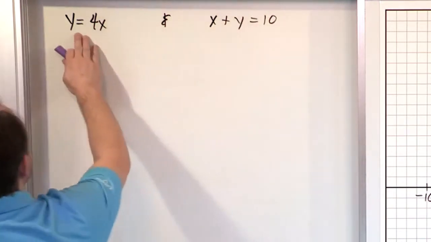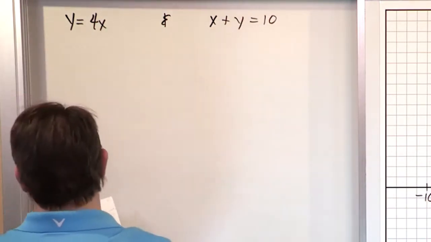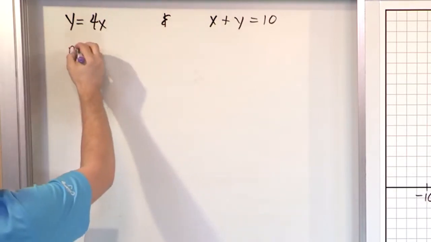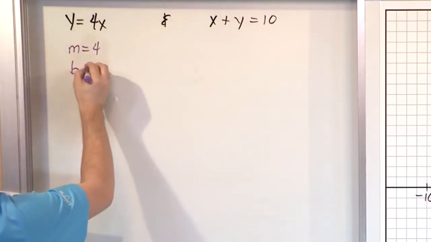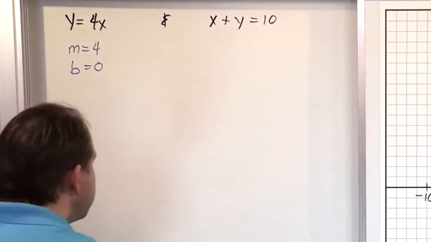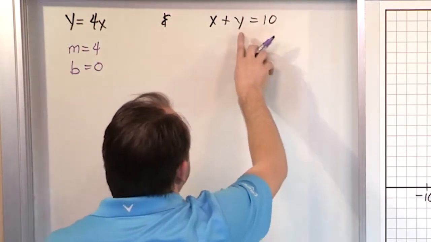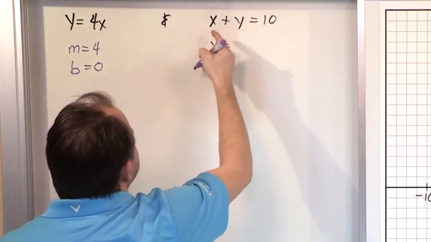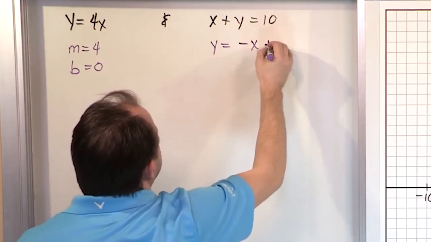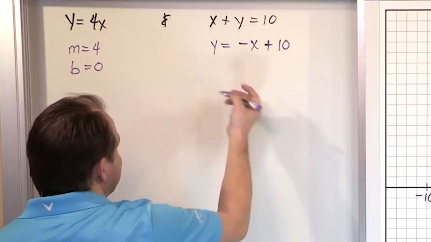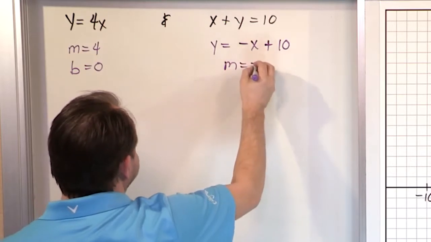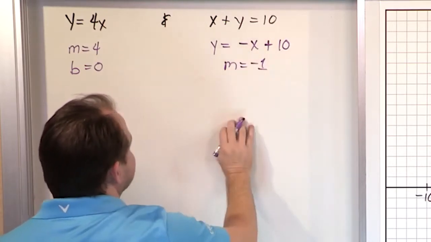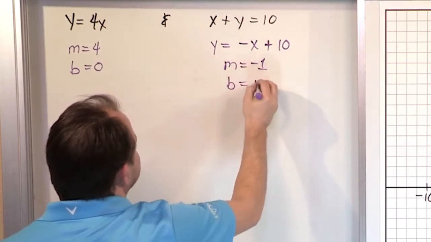So what we're going to do is work down here. This line is very easy because it's already in slope-intercept form. So the slope here is 4 and the y-intercept is 0. Very simple. On the other one, we have to do a little work first. Let's solve for y. We'll subtract x from both sides. Now that we have this, we know that the slope is negative 1 because it's what's in front of the x, and the y-intercept is 10.